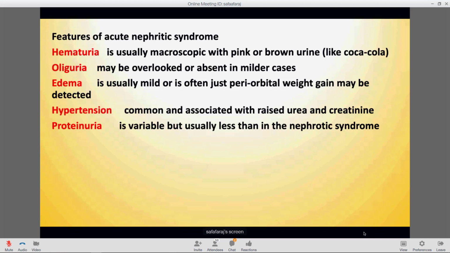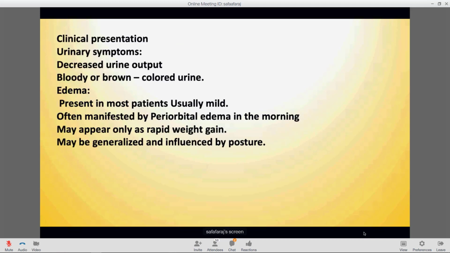The clinical presentation of a patient with glomerulonephritis is first urinary symptoms: decreased urine output, bloody or brown colored urine, and edema, which is present in most patients, mild, manifested by periorbital edema, mainly in the morning, and may appear only as rapid weight gain. For that reason, daily body weight monitoring of the patient is an essential step in the management. It may be generalized or influenced by pressure. This is regarding edema.